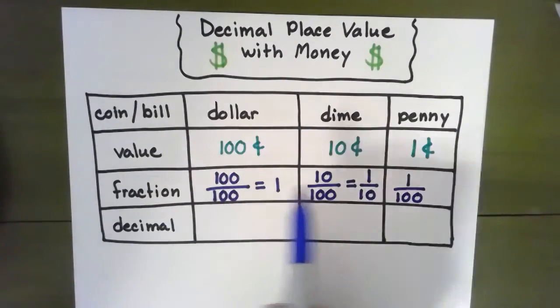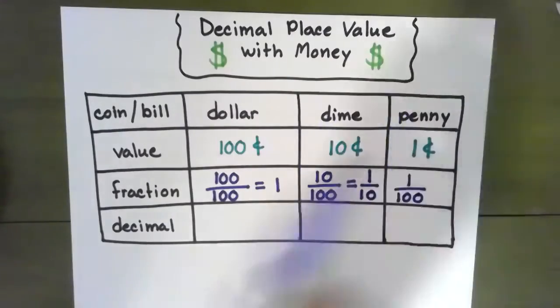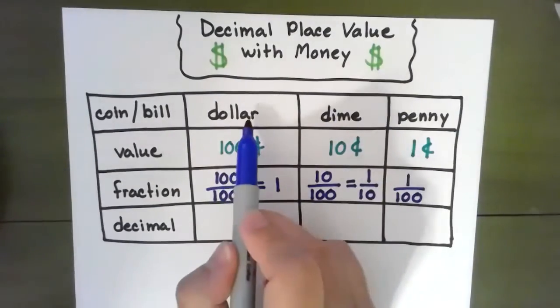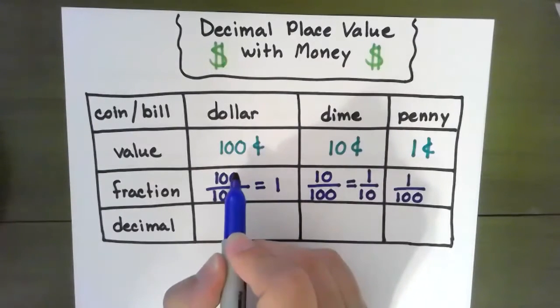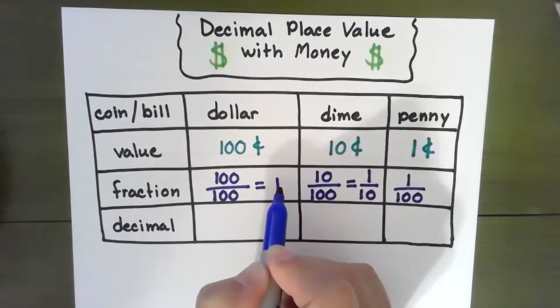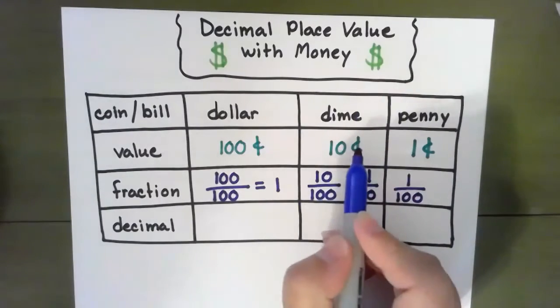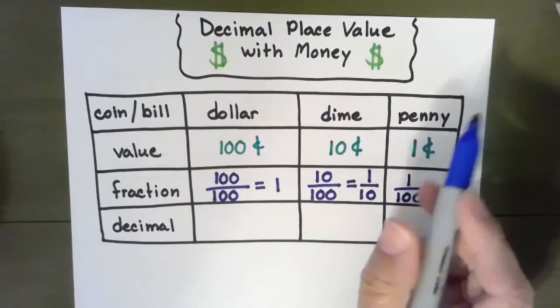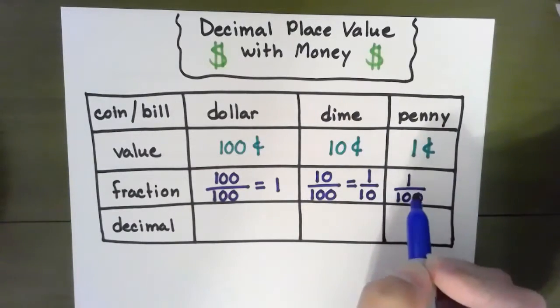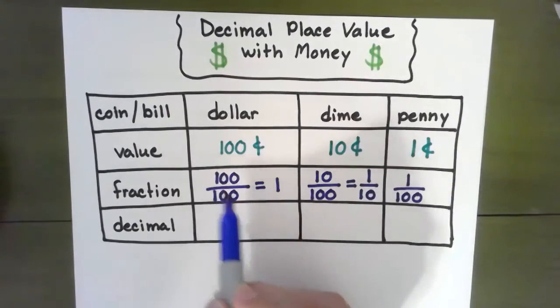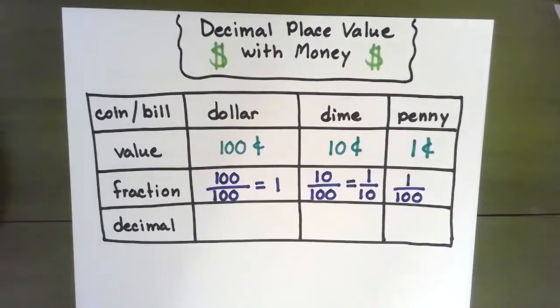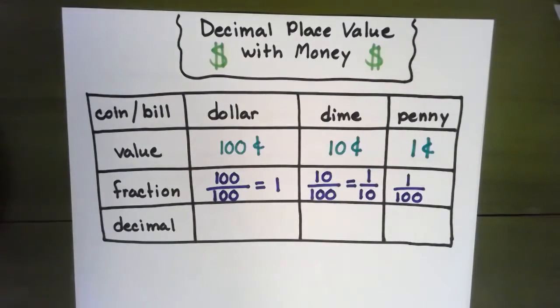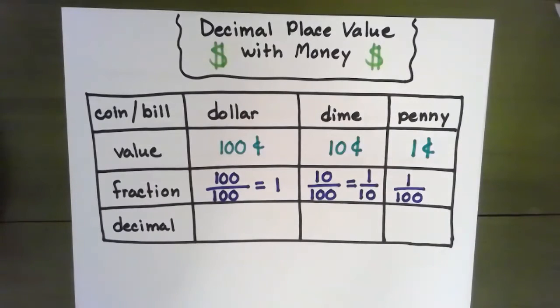These are our fraction forms for these money values. $1, 100 cents, 100 hundredths, or 1 whole. A dime, 10 cents, 10 hundredths, or 1/10. And a penny, 1 cent, 1/100th. Take a moment to turn these fractions into their decimal form. Do you have it? Great, let's go.